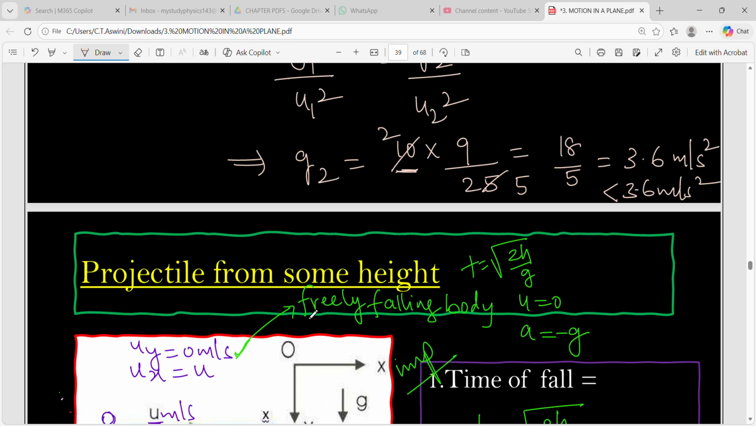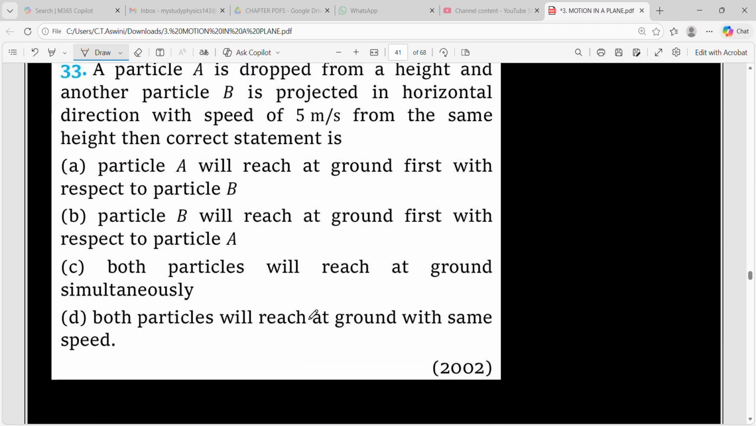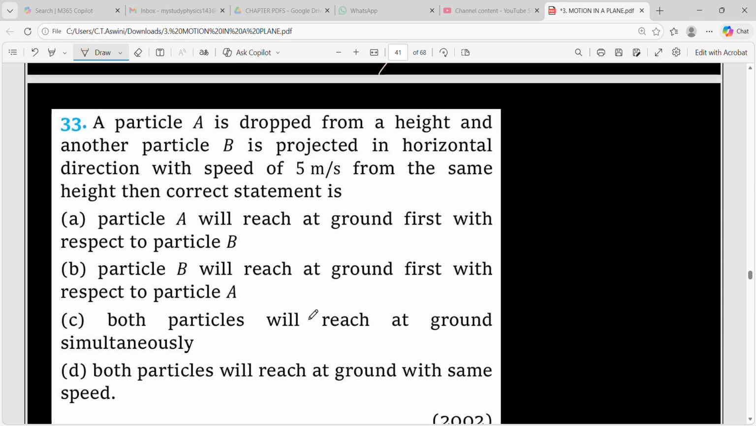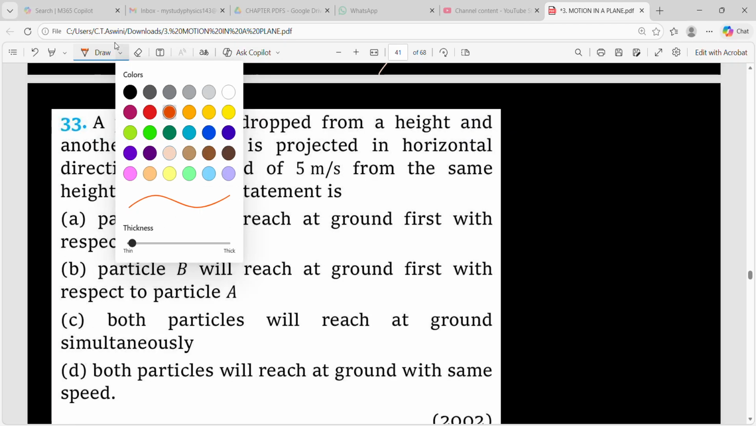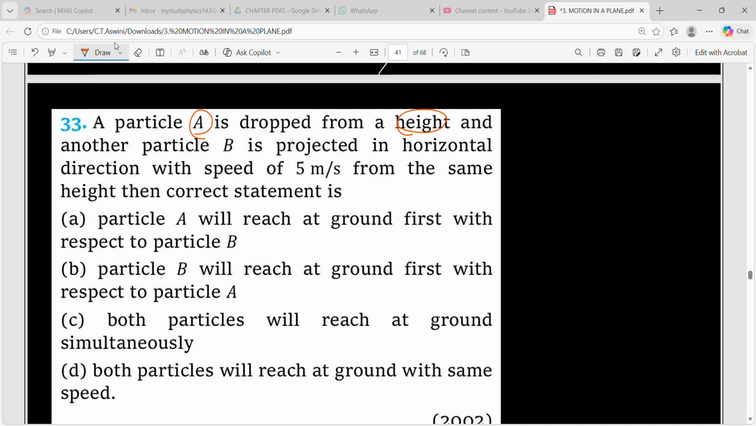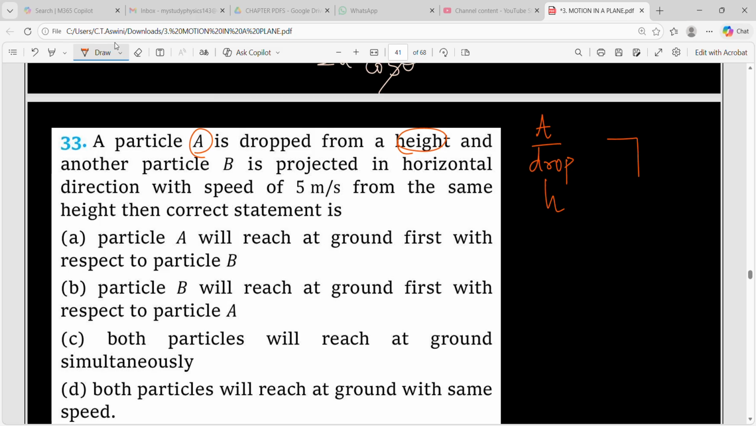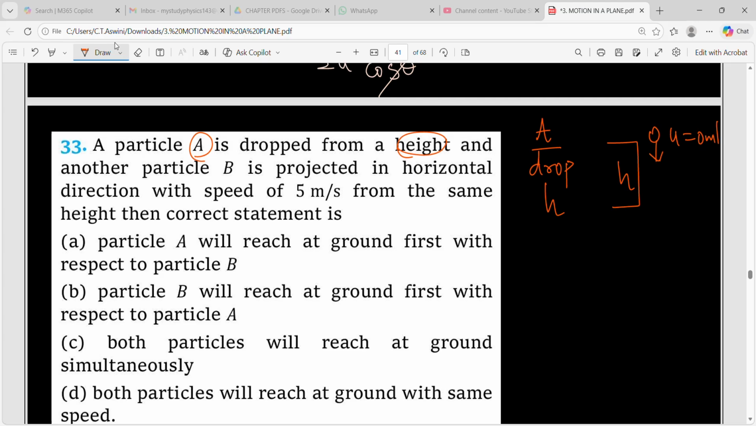Clear. So we'll see one PYQ based on this. A very easy PYQ which was asked in 2002. A particle A is dropped from a height. Okay, so there is a particle A. It was just dropped from a certain height h. Let this be the height. It was just dropped. That means initial velocity is 0 meter per second.